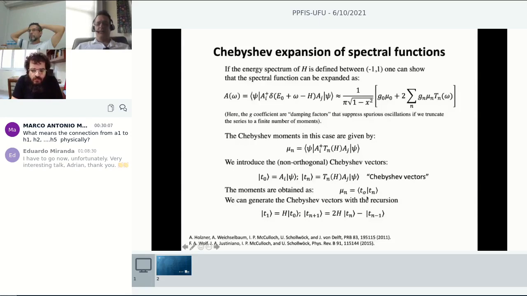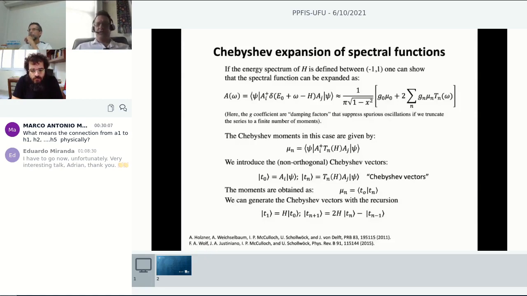We can generate the Chebyshev vectors with this recursion. We can take advantage of the recursions obeyed by the Chebyshev polynomials, and we get T1 as H times T0, and T_{n+1} in terms of T_n and T_{n-1}. For those that are familiar with it, it's almost like a Lanczos recursion, but slightly different. Now we obtain these vectors, and one important thing about them is that they are not orthogonal. The Lanczos vectors are orthogonal, the Chebyshev vectors are not.